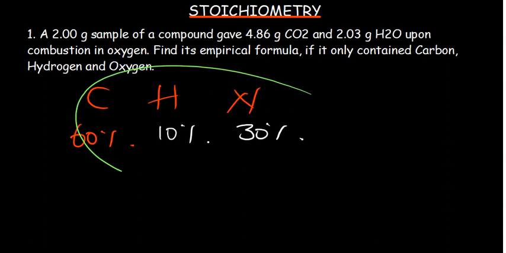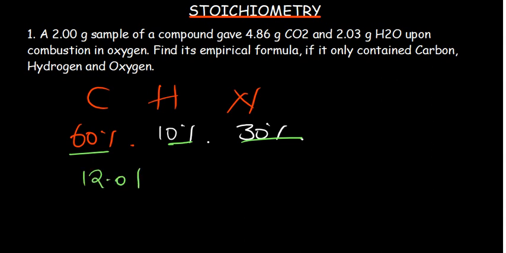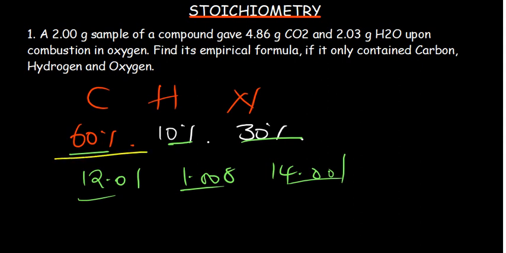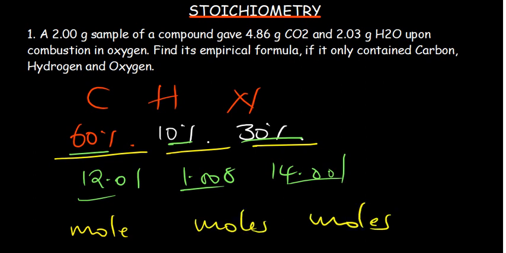In such a case, you consider the percentages to be your masses, and then you come up with your molar masses, which come from the periodic table. I'm just approximating the values here. Considering your percentages to be your masses, you divide the masses by the molar masses to give you the moles for all these elements. Then at this stage you divide by the least number of moles.